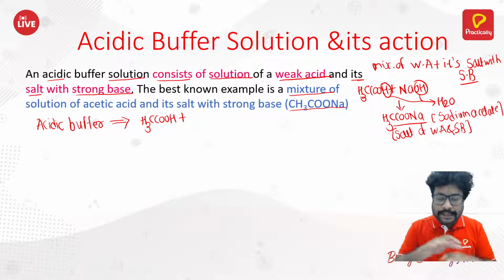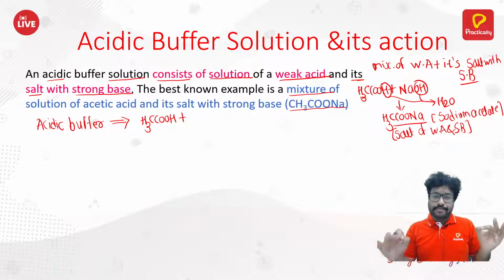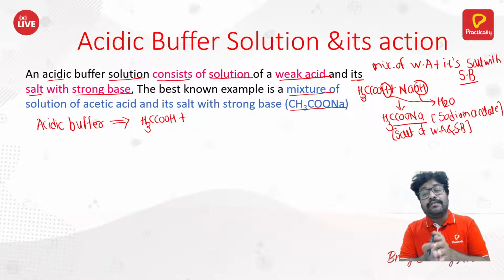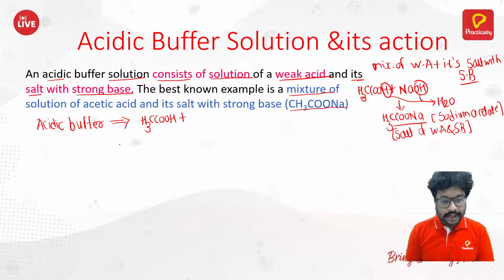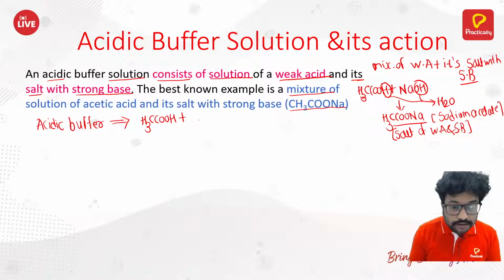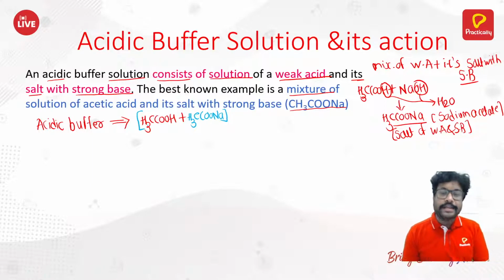So basically, what is an acidic buffer? An acidic buffer is a mixture of a weak acid and its salt with a strong base. So this is the weak acid, acetic acid. Its salt with a strong base is sodium acetate, right? So that is what we're gonna add here, CH3COONa. So this is what an acidic buffer is all about.